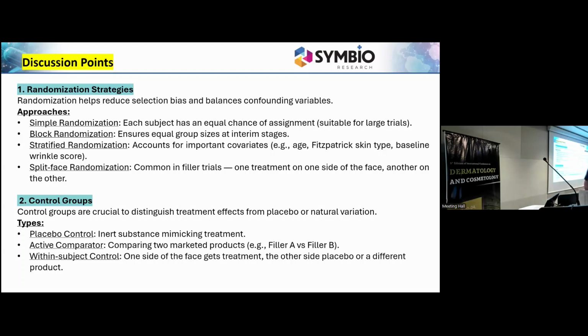Next could be an active comparator. That means that we are comparing two products. One is the investigational medicinal product, and the other is which is already available in the market. Then the next one is within subject control. As I said, it is the split face design in which one side of the face gets the dermal filler, that is the investigational product, and the second side gets the one that is already approved and is in the market.